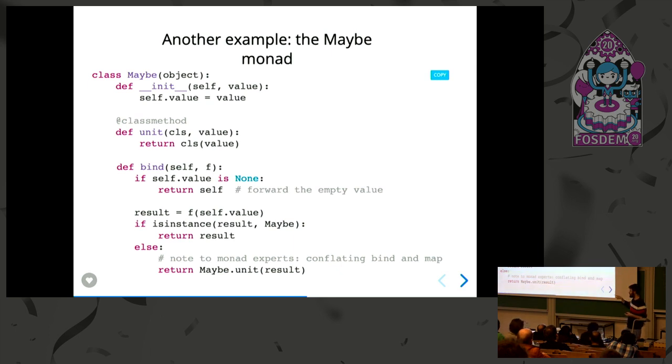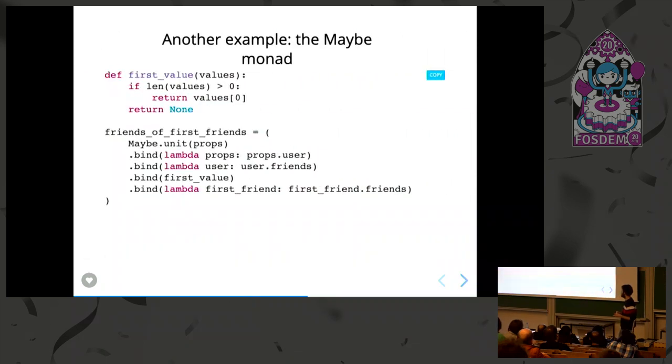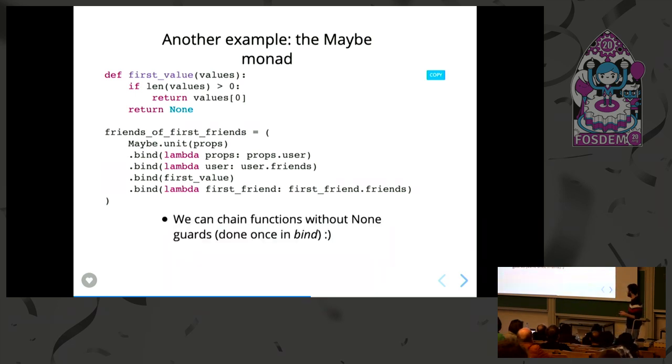A small note for our monad experts: here I'm just conflating bind and map. And we can rewrite our previous example with the bind method this way. So we just take the initial value props and wrap it into the maybe constructor and apply successive binds on it. What's nice here is that we can chain functions without none guards, because the none check is done once and for all in the bind method.